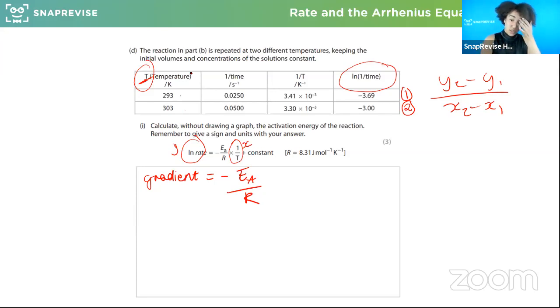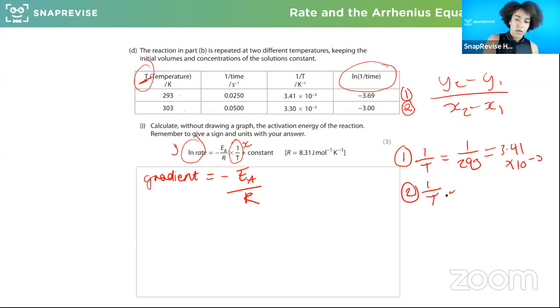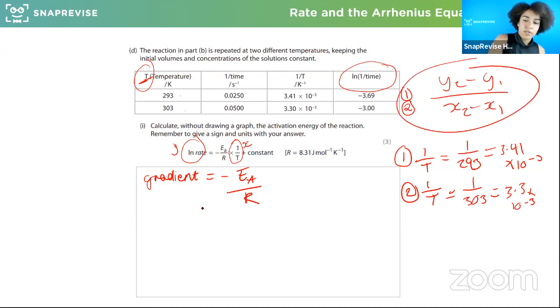So I'm going to do 1 over t over here. The first 1 over t should be 1 over 293, which is 3.41 times 10 to the minus 3. The second 1 over t should be 1 over 303, which is 3.3 times 10 to the minus 3. So now that all of our t's are correct, we can shove this straight into the gradient formula. I'm going to make that a bit smaller. I'm going to run out of space.